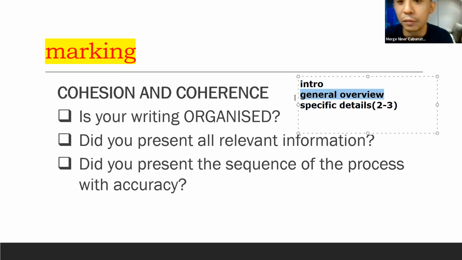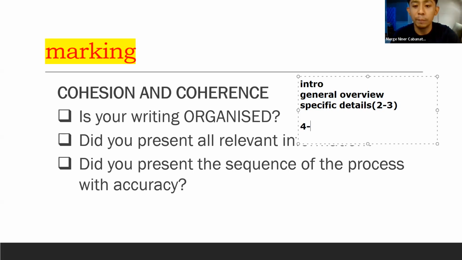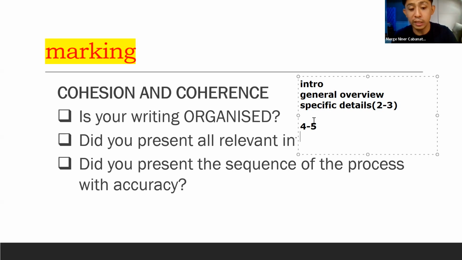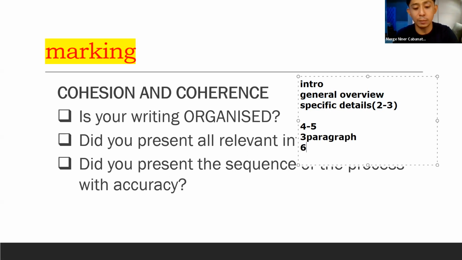We have a paragraph dedicated for the general overview. And then your specific detail paragraph cannot be just 1. It must be a minimum of 2. So we will be expecting somewhere around 4 to 5 paragraphs. So no one will submit a 3-paragraph essay. That is wrong, or a 3-paragraph statistical report. Nobody should do a 6-paragraph presentation because that's overkill. So it should be only 4 to 5 paragraphs.